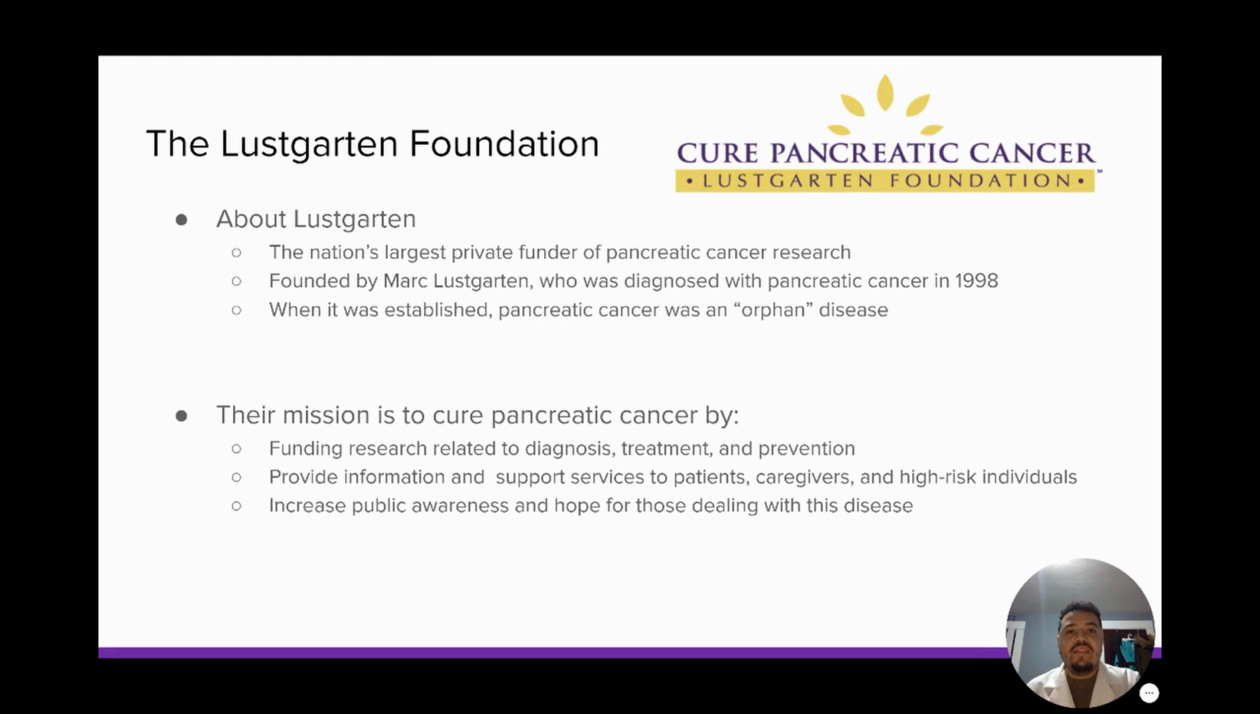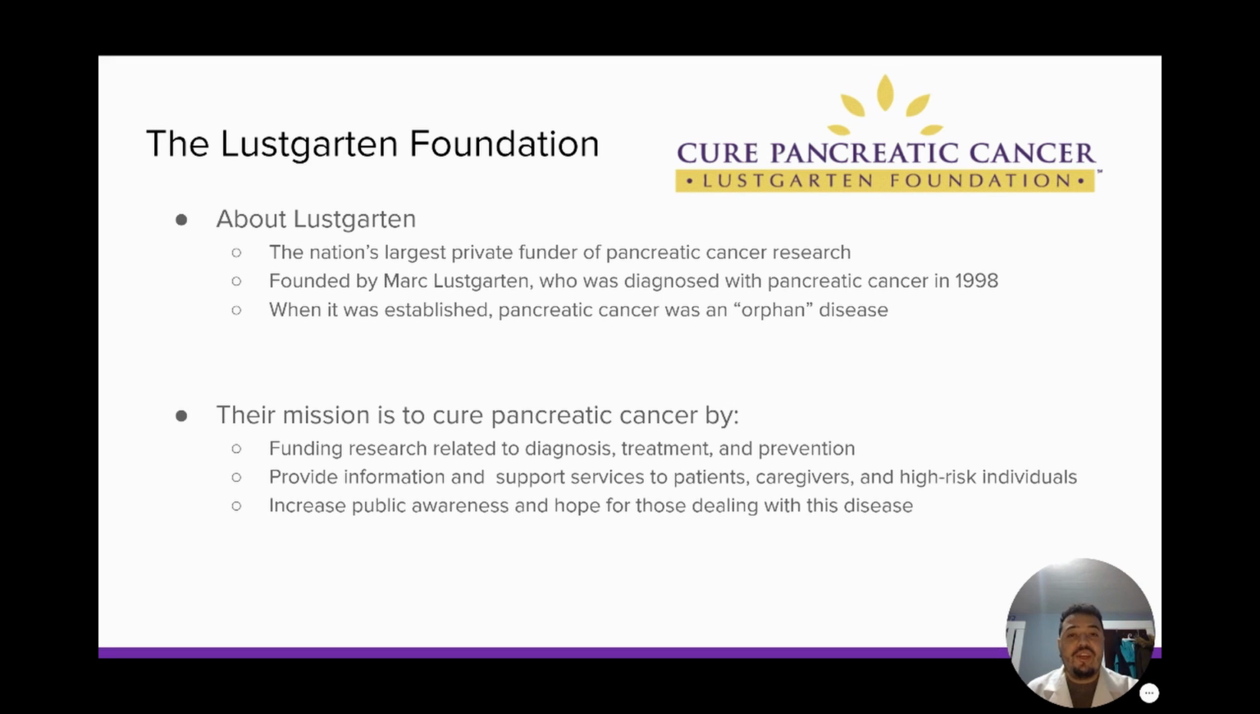Another amazing organization dedicated to the advocacy and research of pancreatic cancer is the Lustgarten Foundation. The Lustgarten Foundation is actually ASIO's national philanthropy effort in which chapters across the country raise thousands of dollars to help fund pancreatic research. Some things about Lustgarten are that Lustgarten is the nation's largest private funder of pancreatic cancer research. The organization was founded by Mark Lustgarten, who himself was diagnosed with pancreatic cancer back in 1998. When the organization was established, pancreatic cancer was still considered an orphan disease, so not much was known about it.